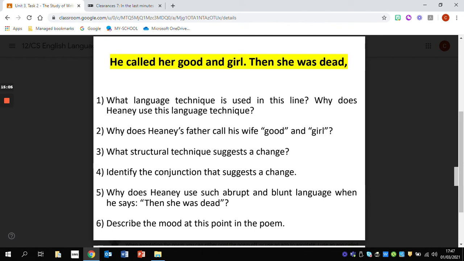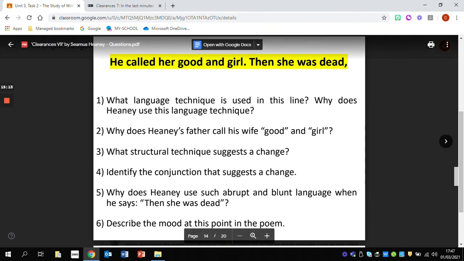Mood at this point in the poem, sad, perhaps, poignant, quite tender. You know, we have this lovely moment, he called her good and girl, and then she dies. So it's quite tender. Perhaps his mother was holding on for one last glimpse of her husband's soft side, and when she gets it, then she knows it's time to go, perhaps. So there is a tenderness and a very poignant moment here.